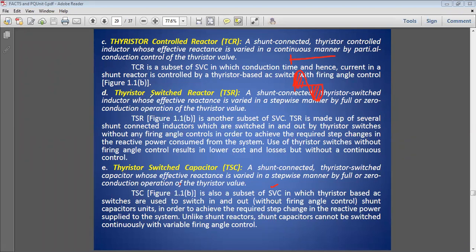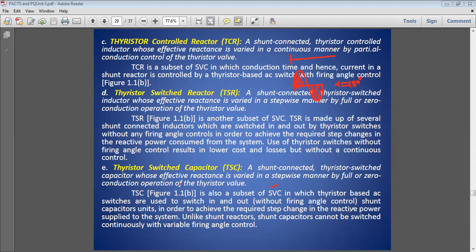Now similarly, the thyristor switched reactor is a shunt connected thyristor switched inductor whose effective reactance is varied in a stepwise manner by full or zero conduction. When alpha, the firing angle, is equal to 180 degrees, it is switched off, isn't it? And when the firing angle is equal to zero, there is full conduction of the waveform, and therefore it is called a thyristor switched reactor. Either it is conducting or it stops conducting.